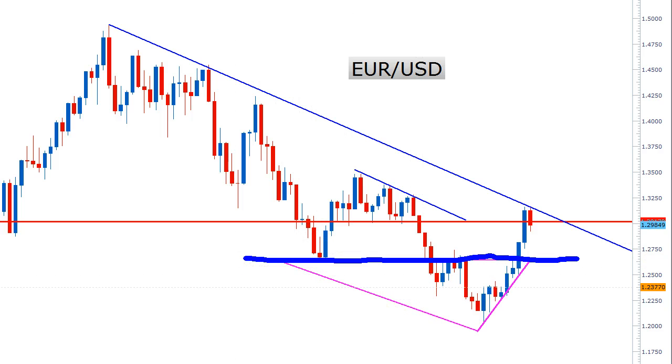Another major level to keep an eye on is here, which is like the 126 area, because it's been tested quite a few times, even further back than what I have shown here. But those are the few levels that I'm looking at on the euro dollar. Again, depending on how next week goes, we could have some continuation towards this level, and that'll be something that I'm definitely paying attention to.